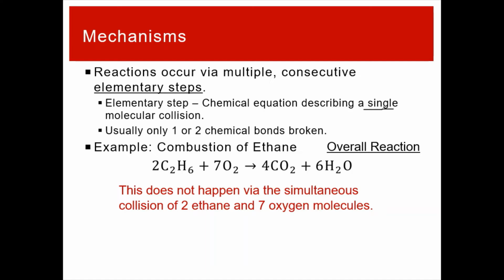Normally an elementary step involves pretty small changes. Usually only one or two chemical bonds are broken. So for example, if we look at the combustion of ethane, 2C2H6 plus 7O2 becomes 4CO2 and 6H2O. When we're writing this overall reaction, we're describing a change of 2 C2H6 molecules and 7 O2 molecules. This does not happen via a single collision of 2 ethane and 7 oxygen molecules. That's just not going to happen, where you'd have 9 molecules involved. Instead, there's going to be numerous consecutive small changes.